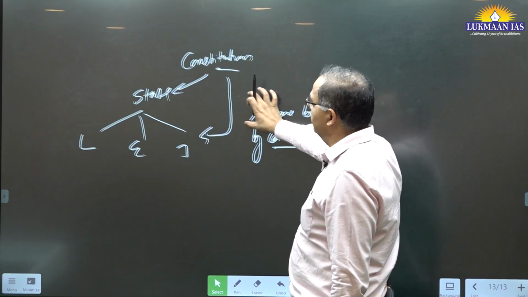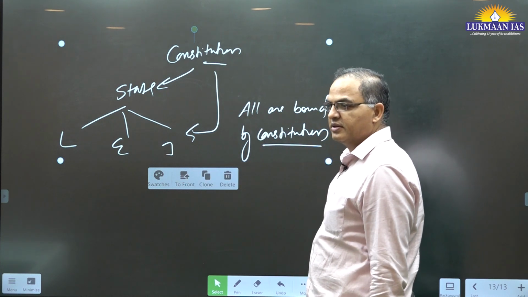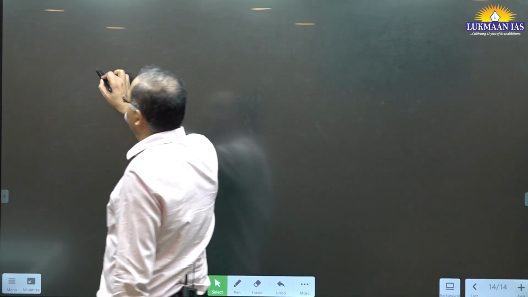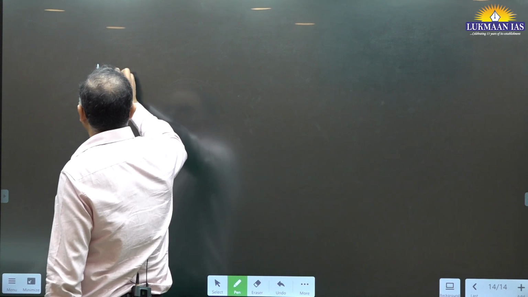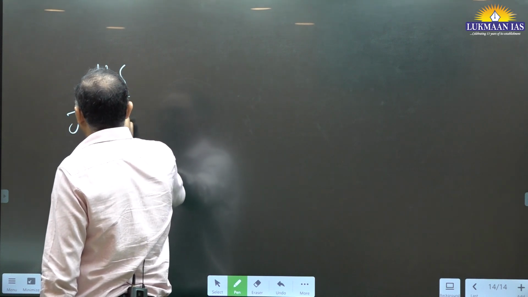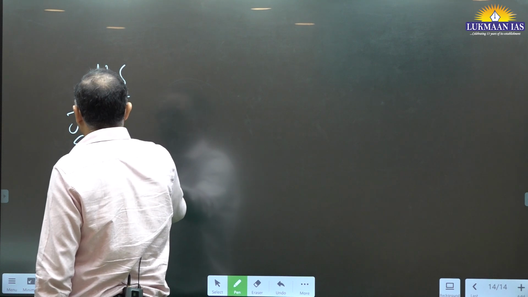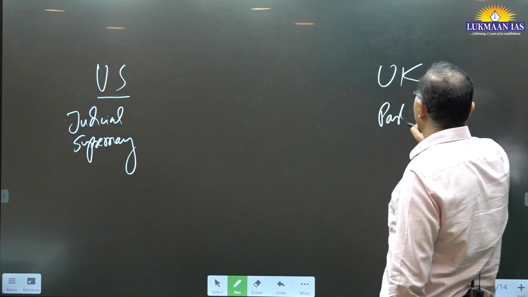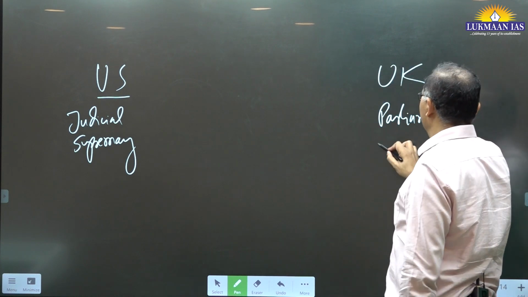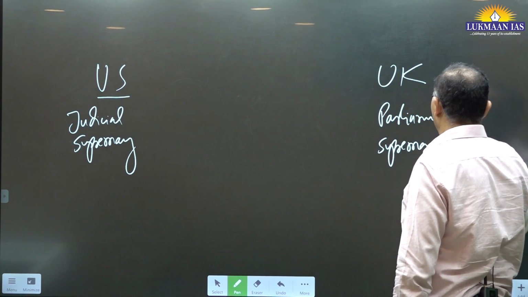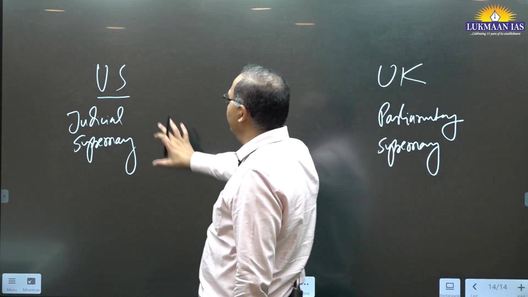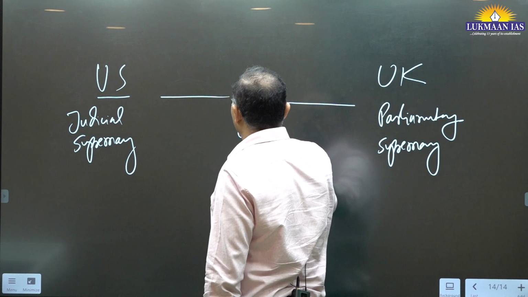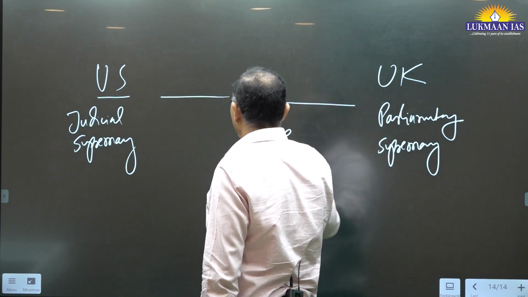How do we understand this? Why, how are all bound by this? So basically, let's say there are two other examples. If you take the US, it has judicial supremacy. If you take the UK, it has parliamentary supremacy. India has balanced it midway. Constitutional supremacy.